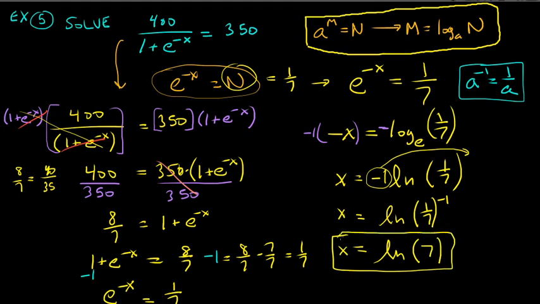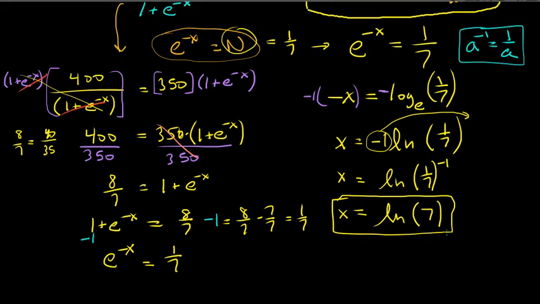x is just the natural log of 7. And again, that's exact. Or if you want the approximate, just use your calculator. I get 1.9459.